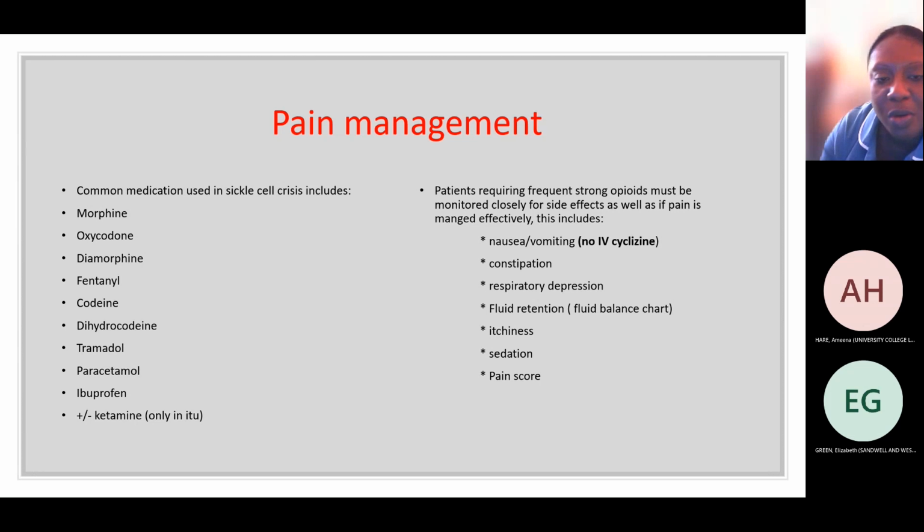Because if anything goes wrong, you normally see it in these kinds of observations as well as their clinical observations, which is their BP, temperature, and so forth.